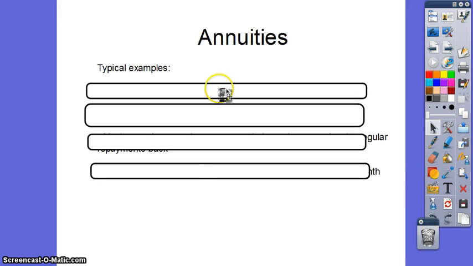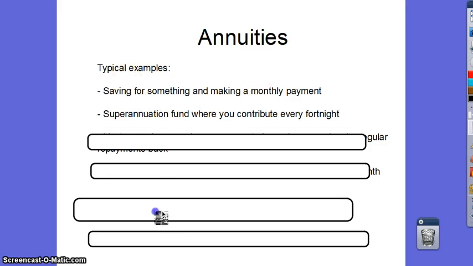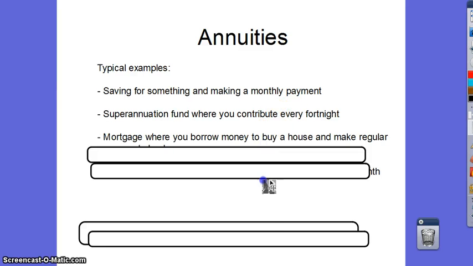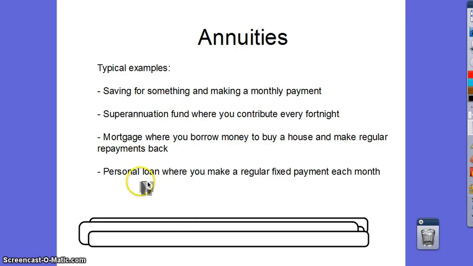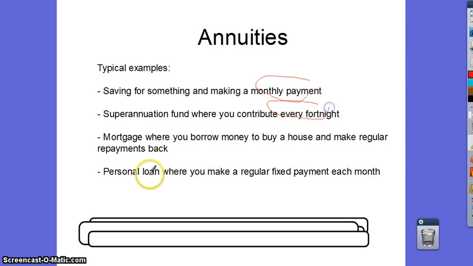So typical examples of annuities: saving for something and making a monthly payment. A superannuation fund where you contribute money every fortnight. A mortgage where you borrow money, for example to buy a house, and make regular payments back. And a personal loan where you make a regular fixed payment each month. Now the thing that all of these have in common is the regular payment. That's what makes it an annuity.